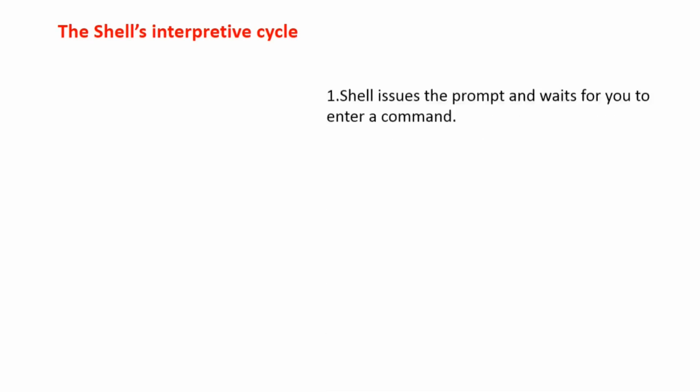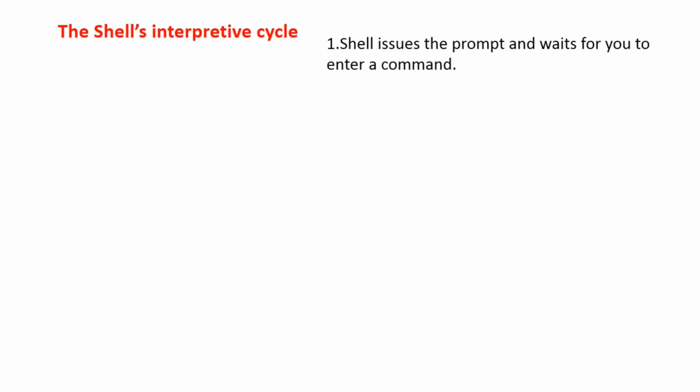Now let us discuss the shell's interpretive cycle, how exactly the shell executes a command and gives the result back to the user. Let us discuss the different steps. The first step: the shell issues the prompt and waits for you to enter a command. When you log in to the system and open the terminal, you will get a prompt and then you need to enter a command.